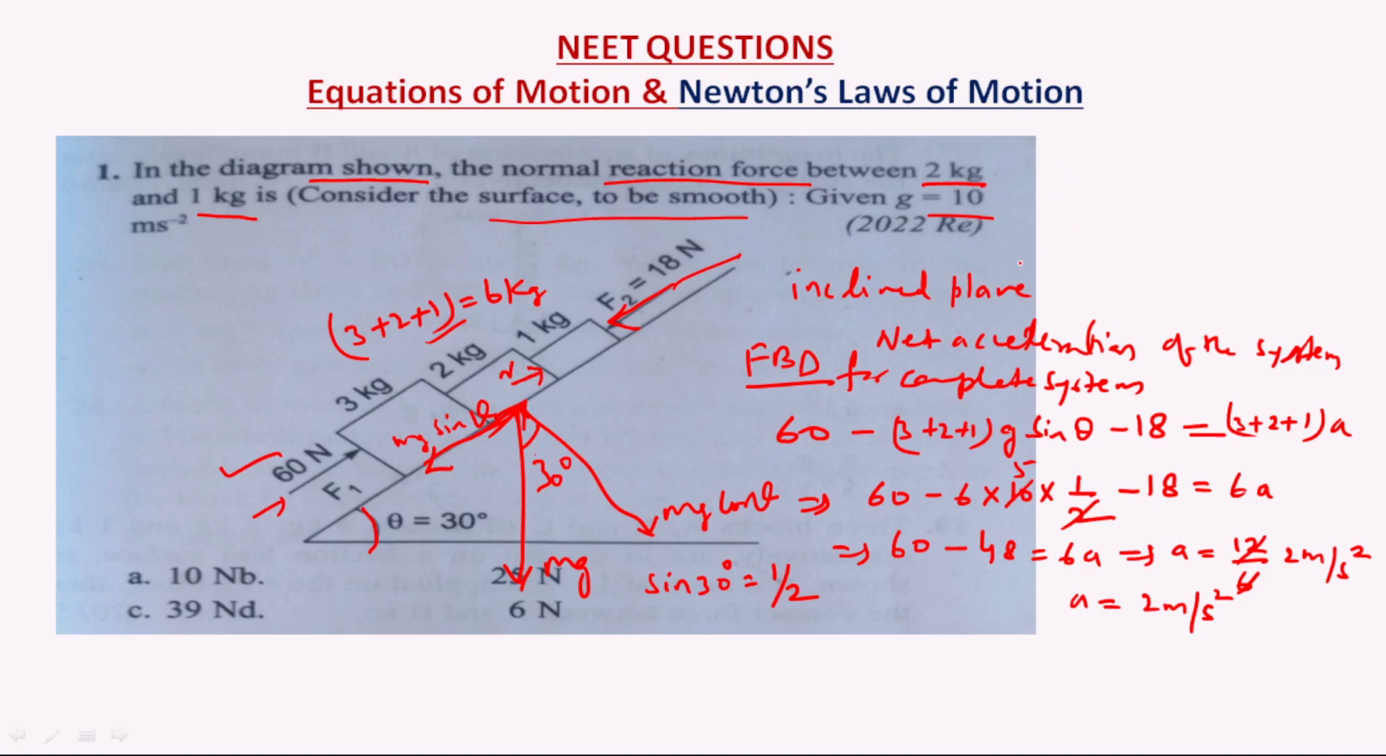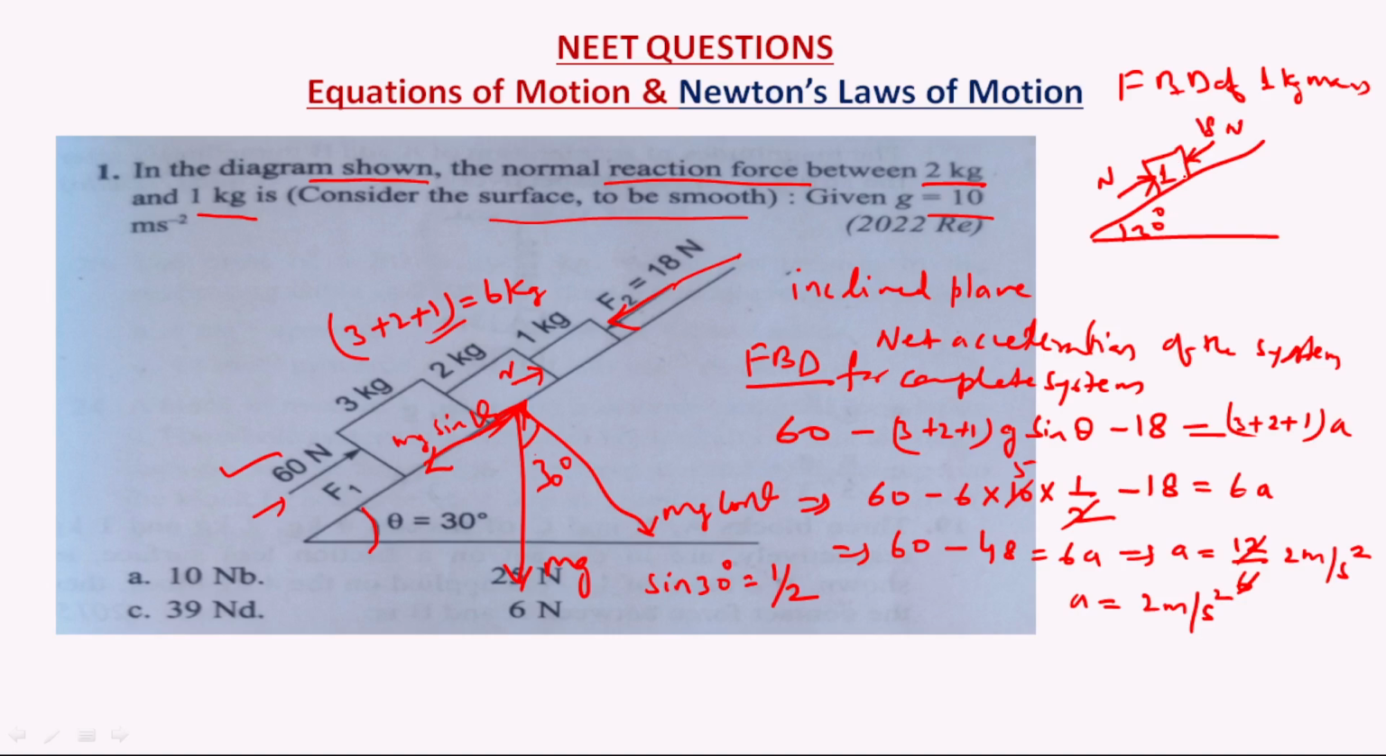So we will be making a free body diagram of 1 kg mass. So if we are making a free body diagram of 1 kg mass, this is 30 degree, and suppose you are keeping it as 1 kg. So this will be the normal reaction. Okay, from this side 18 Newton is acting, right?